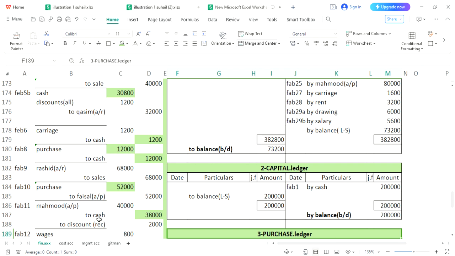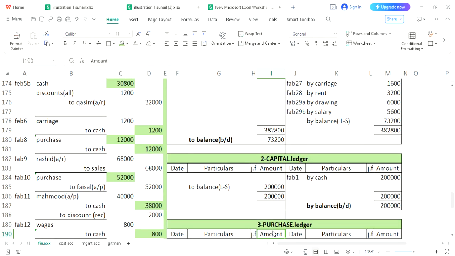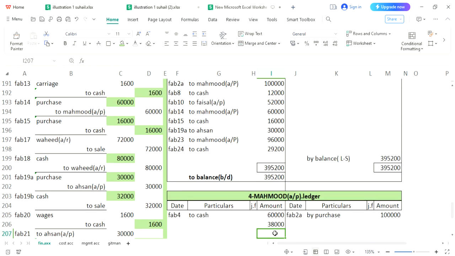You can see Mahmood is present on debit side 40,000. What is written on the opposite side? There are two references. So 40,000 would be divided into two parts, 38,000 and 2,000. Actually, we are making Mahmood's ledger and Mahmood is debited by 40,000. But we cannot write 40,000 as there are two references, cash and discount. So we will go to the debit side and divide this 40,000 into two parts. First part is 38,000 and second part is 2,000. So you will write 38,000 and 2,000.